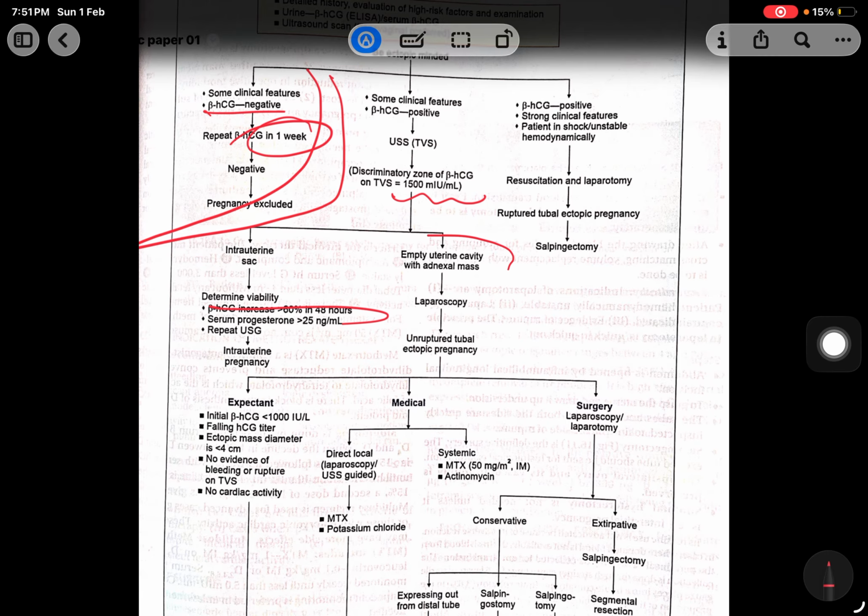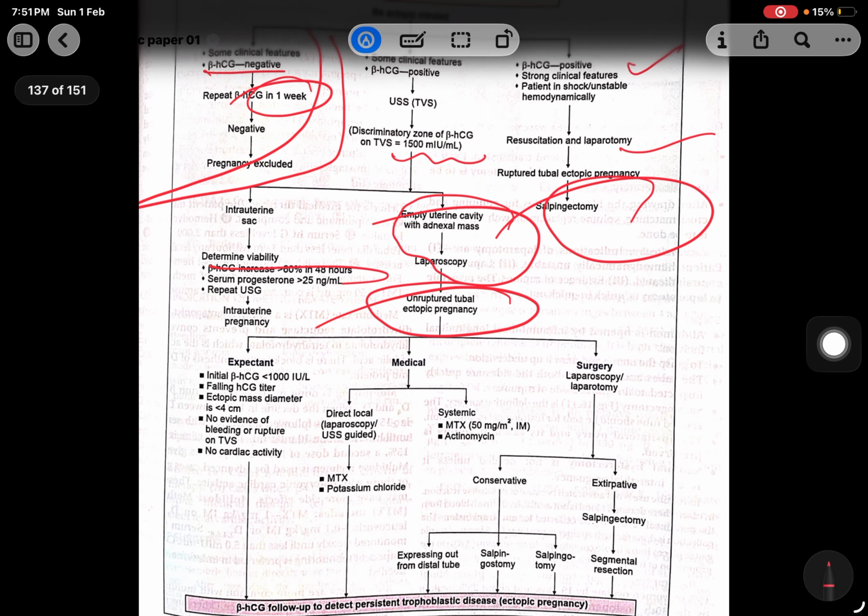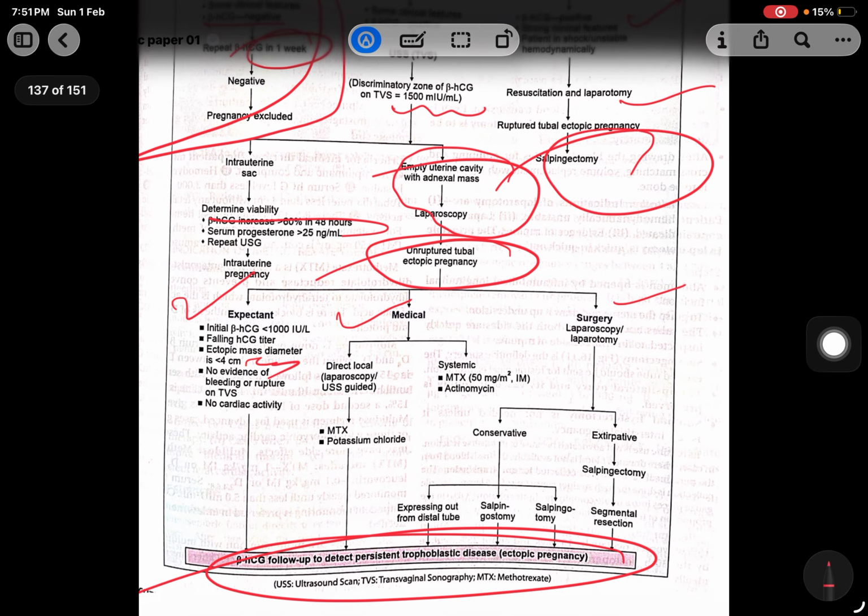If you can see an ectopic, then obviously you treat it on the unruptured tubal ectopic protocol. If there are strong clinical features and she is already in shock, you have to do resuscitation and do the salpingectomy. If it's unruptured, you can go with expectant management, medical management, or surgical. Basically, first we try expectant management based on your beta HCG, whether it is falling or low, and based on the size. If it is small, you have to follow up with beta HCG to look for rupture, which is the major complication of ectopic pregnancy itself.